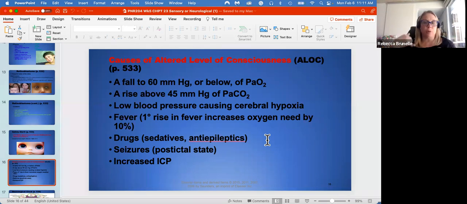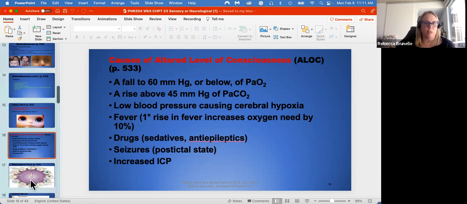If you have a really low blood pressure and you're not getting normal cerebral blood flow, and then things like drugs. Increased ICP is kind of the most severe. And then just always remember that when you have a fever, that increases your oxygen needs. So sometimes when kids have a fever, they have increased oxygen demand, maybe they're not getting the oxygen that they need, and then they can end up with an altered level of consciousness.